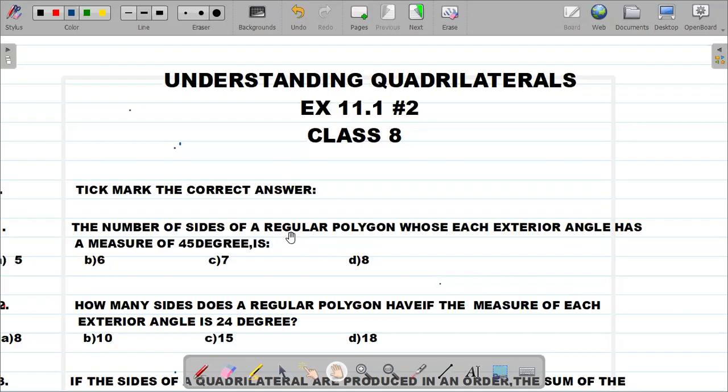Hello friends, as there is always a need of help in calculating or solving mathematics questions, I am here for the same. So today in this video, I am going to solve Understanding Quadrilaterals, Exercise 11.1 of class 8. Here we'll be starting with question number 1. Tick mark the correct answer.